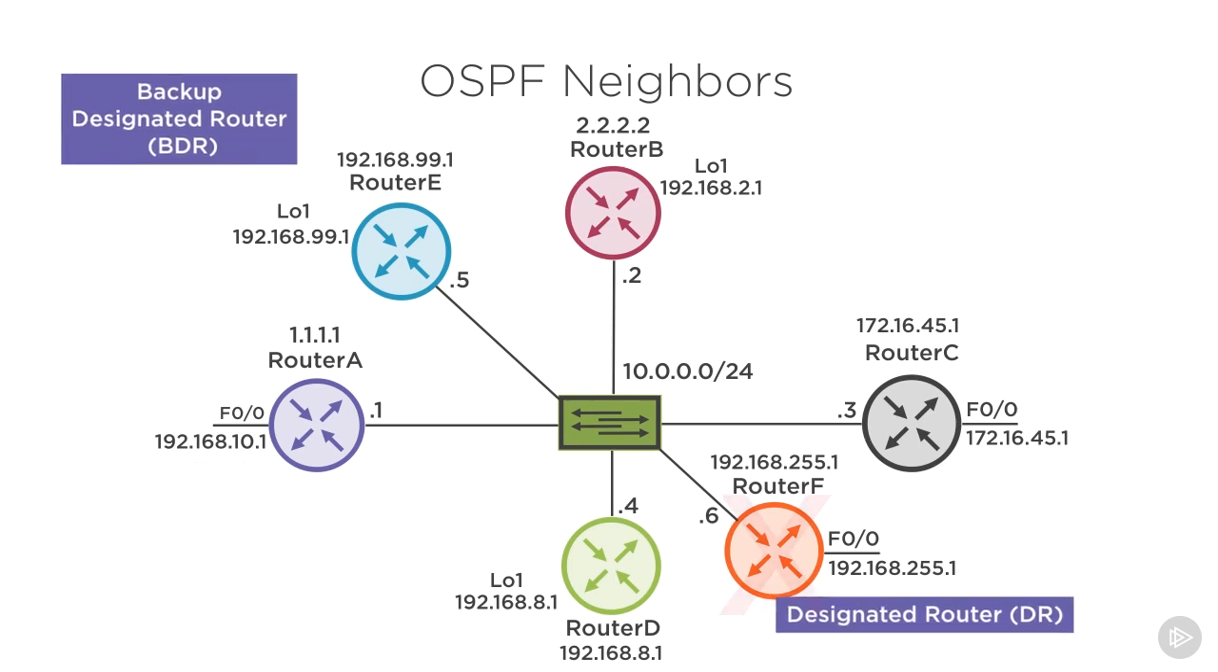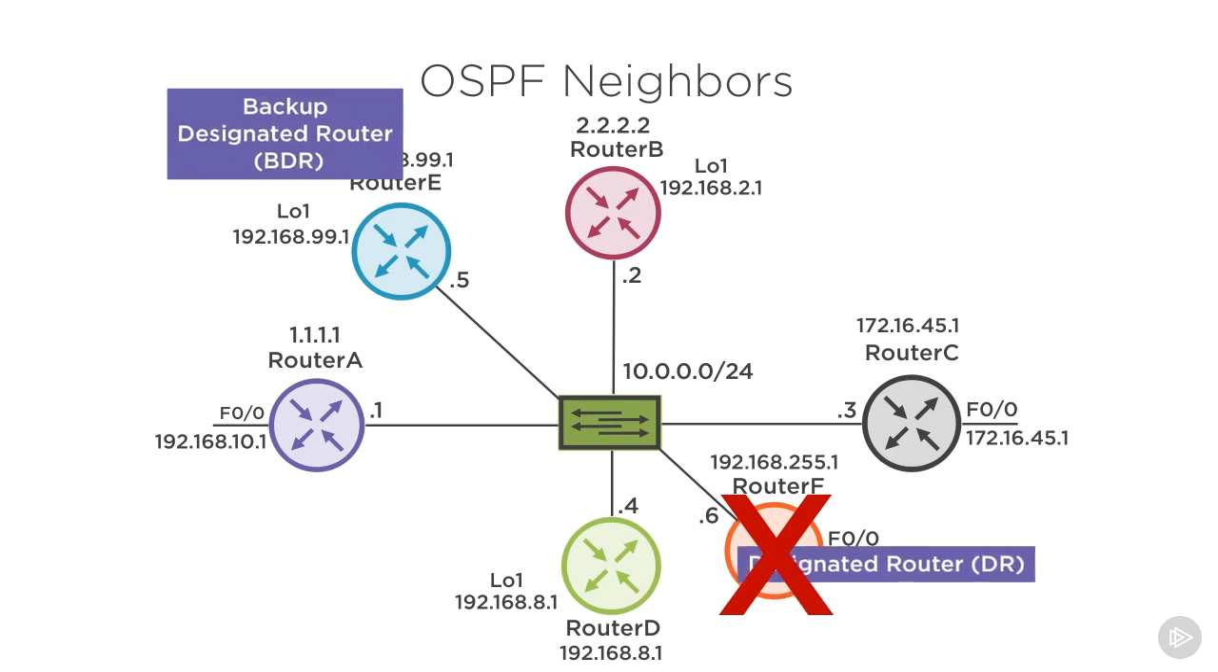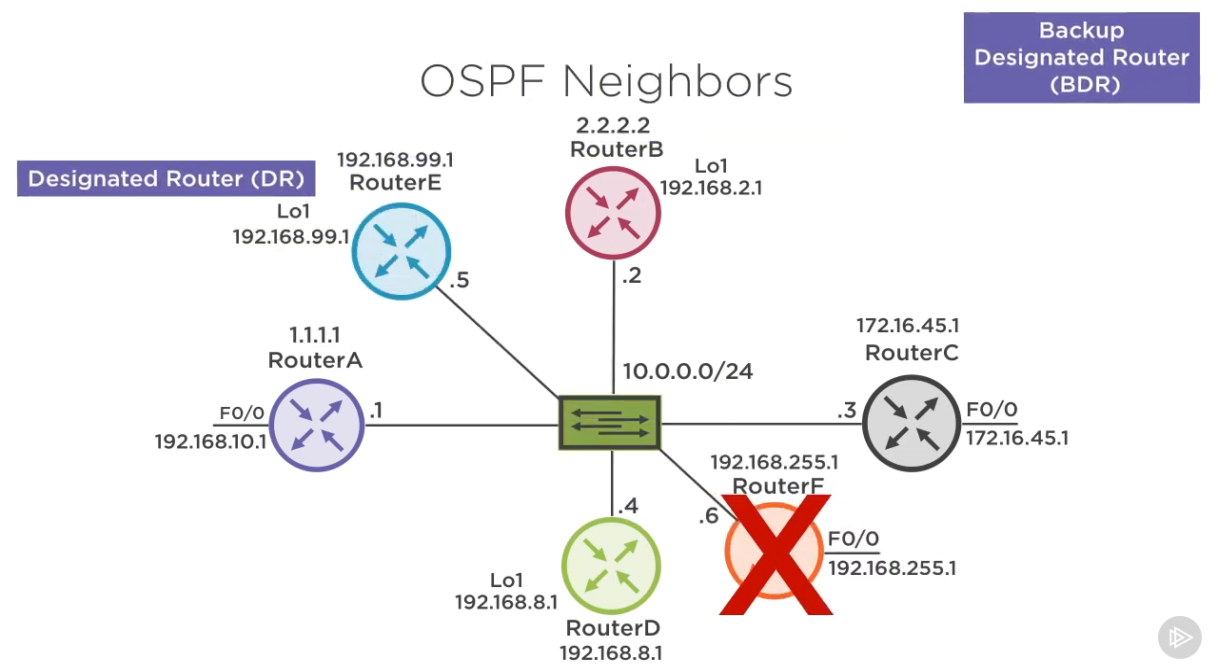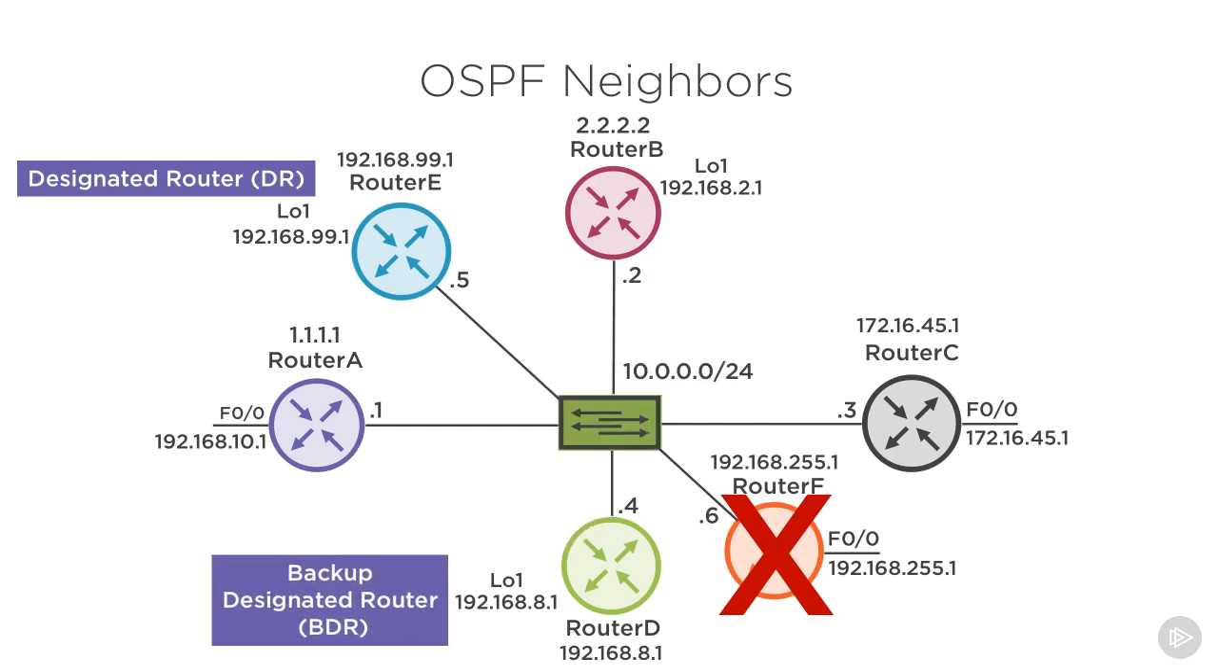So let's look at a situation then when router F goes down. Router F is our designated router. What if it bursts into flames and goes offline? Well, what'll happen then is OSPF will heal its network, and it's going to re-elect a designated router. Effectively here, the backup designated router will become the designated router. Then OSPF will elect a new backup designated router with the second highest router ID on that network. In this case, it's going to be router D with a router ID of 192.168.8.1. We'll rebuild our neighbor relationships and then continue to pass traffic.